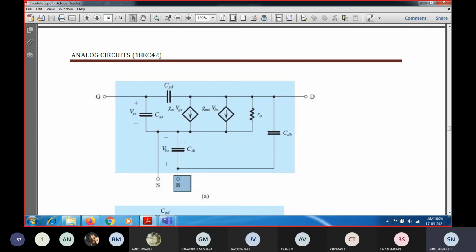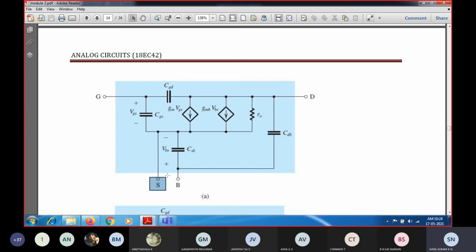Because of these two junction capacitances, we are going to have another terminal, which is nothing but the body terminal, or it is also called a substrate terminal. Okay, so normally again there would be gate, drain and source in the small signal equivalent circuit. So now we are going to have the high frequency equivalent circuit model.